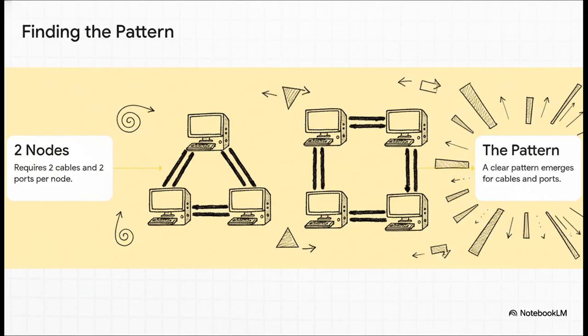Okay, so with just 2 computers, you need 2 cables to make that loop, right? Add a third computer, and yep, now you need 3 cables. Add a fourth, I bet you see where this is going, 4 cables. A pattern is definitely emerging. The number of cables always matches the number of computers. And, just as important, each computer needs exactly 2 ports, one for data to come in and another for it to go out. And check it out.